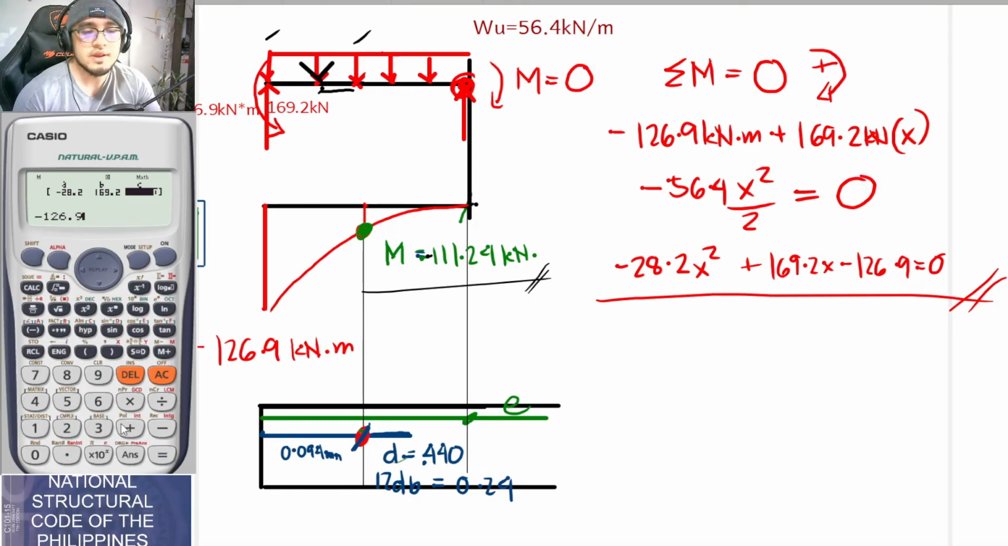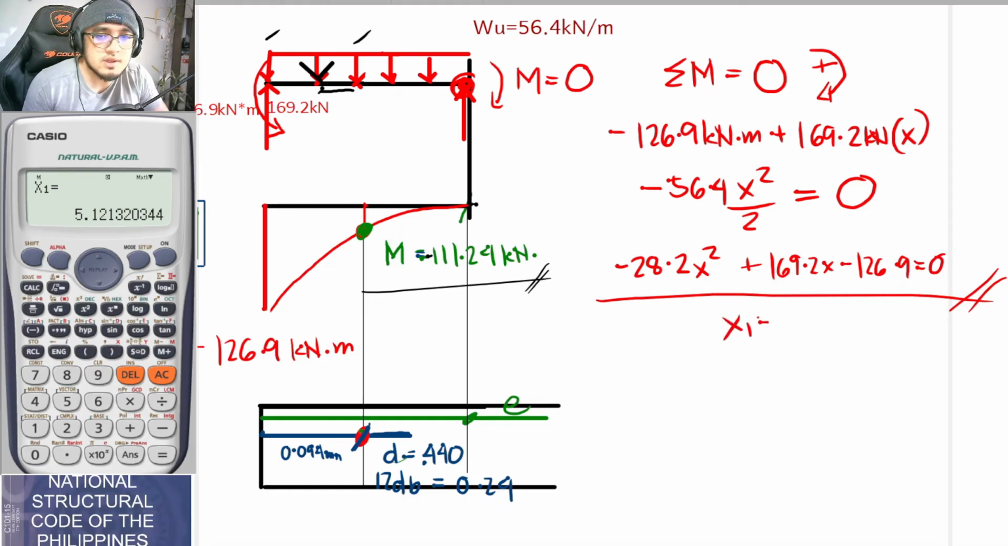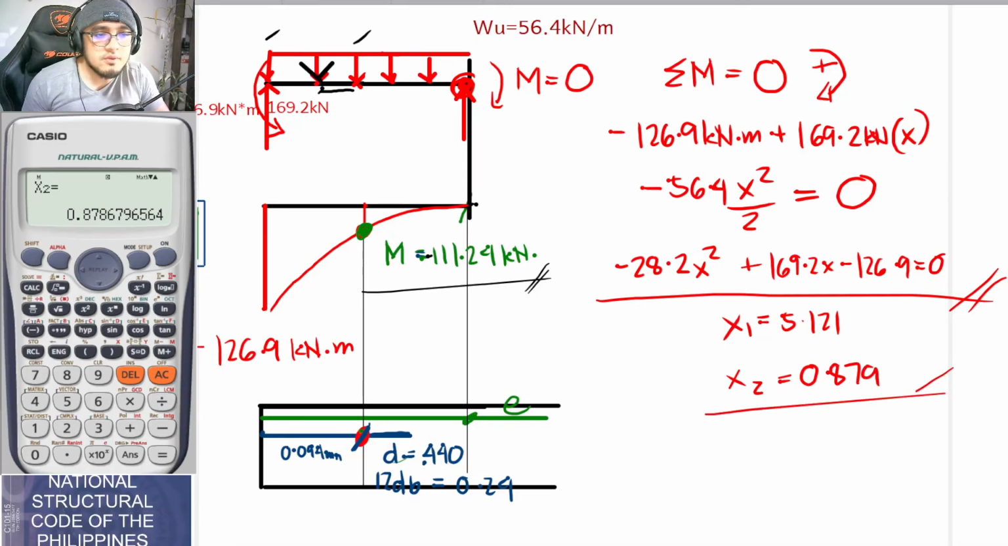So if you do not have this function in your calculator, you can use the quadratic equation or shift solve. Just take note that if you are to solve for it via shift solve, take into consideration that you will be having two answers. So getting the answer here, x1 is equal to 5.121 and x2 is to be equal to 0.879. Okay, and choose this value.